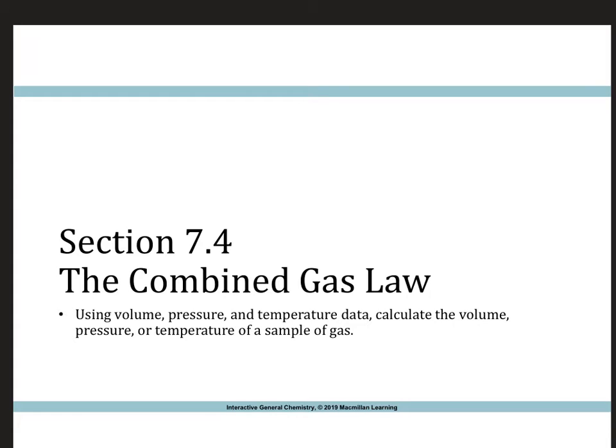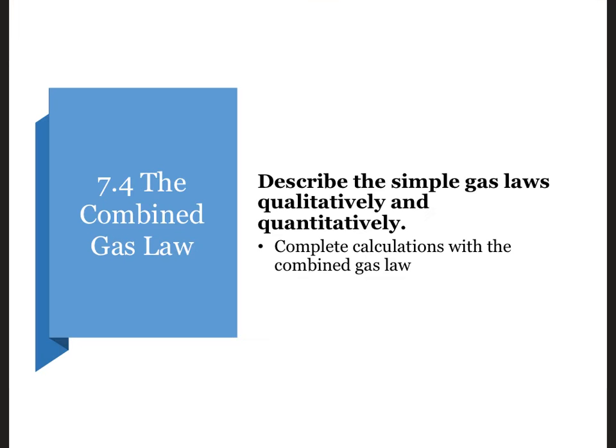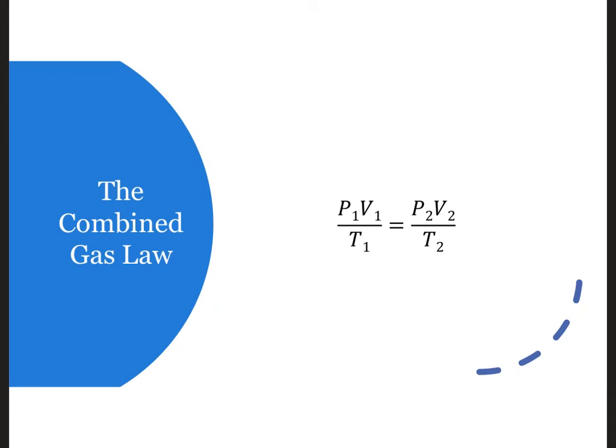In section 7.4, we'll pick up our third gas law, which defines the relationship between volume, pressure, and temperature of a gas. The best way to accomplish this is to define the mathematical relationship and work through some problems. Let's begin. Boyle's law and Charles' law can be merged into one law called the combined gas law.